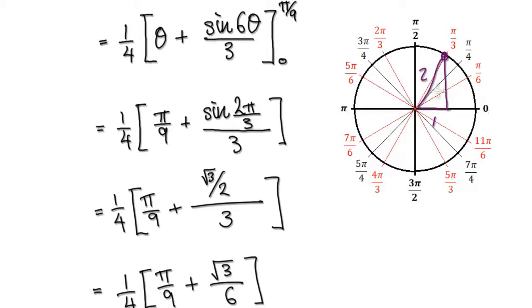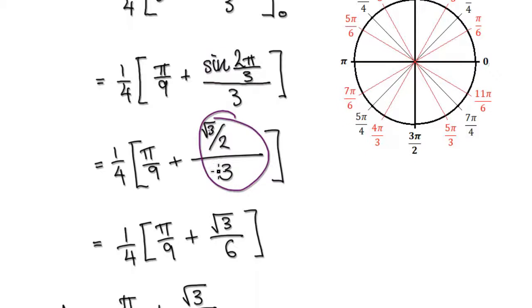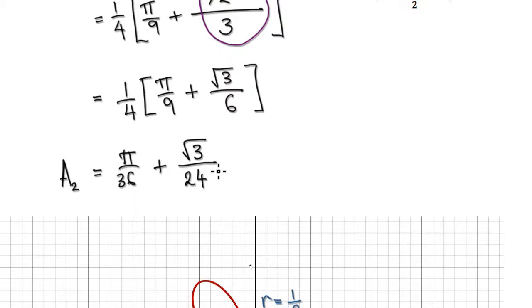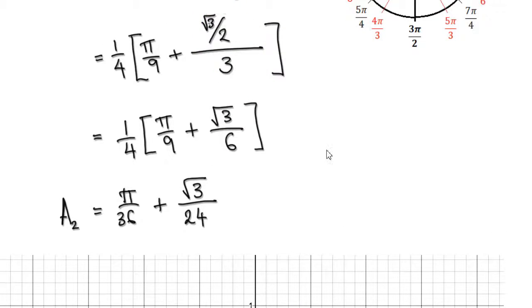It will be 1, 2. If this is 1 and this is 2, this must be root 3. Because we're talking about sine, this height here is actually root 3 over 2. So this block here is this thing here, and you've got your 3 down here. Tidy this whole thing up. That will then give you this thing here, and so A2 equals this thing here.